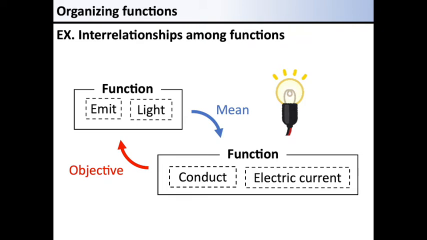The reason why a copper wire needs to perform this function is because it has the objective of emit light. In other words, there is a relationship of means and objective between the functions of emit light and conduct electric current. So, in the phase of organizing functions, we systematize the functions defined so far with respect to the relationship of means and objectives.